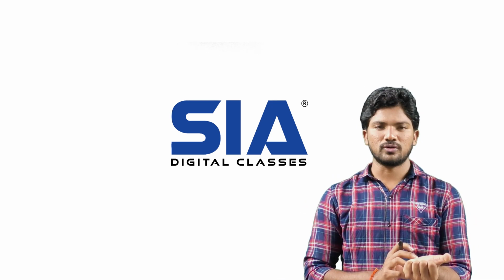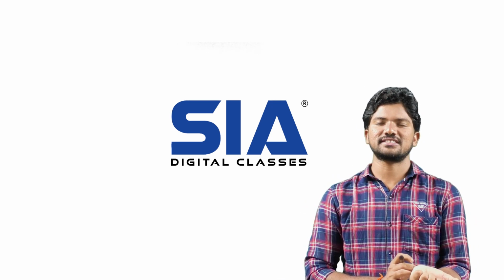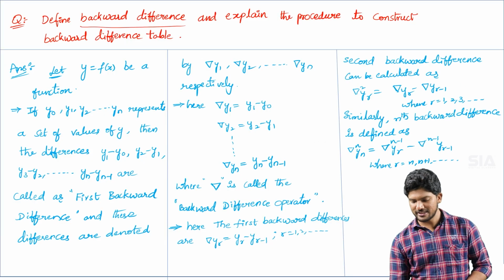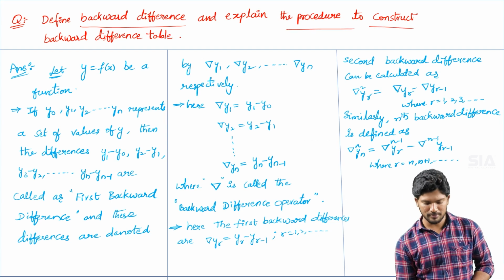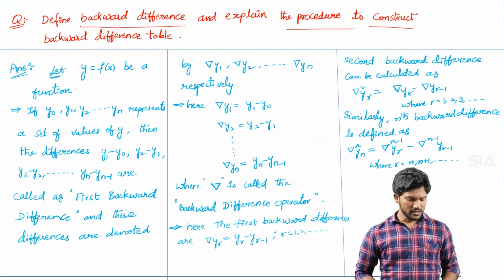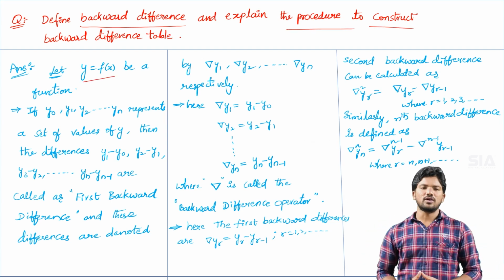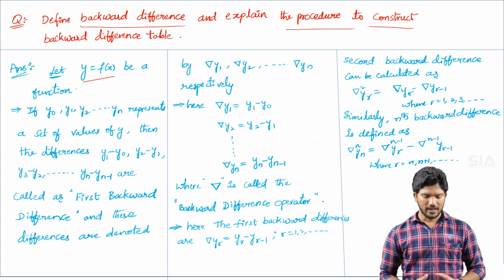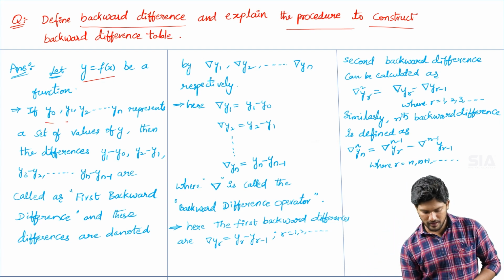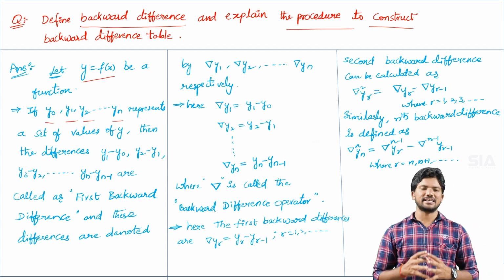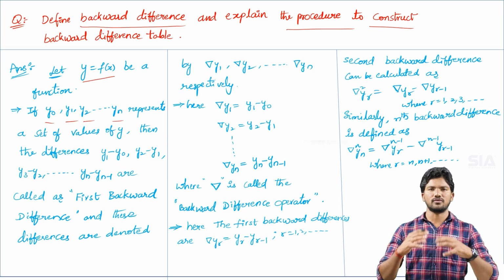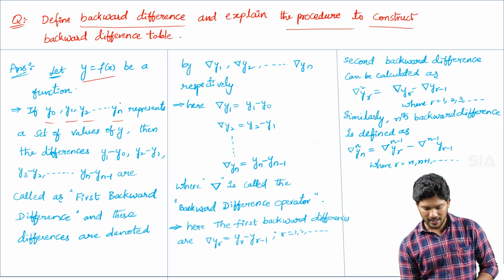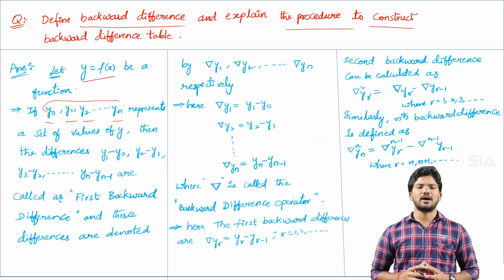So in this lecture we are going to discuss backward difference table. Define backward difference and explain the procedure to construct a backward difference table. First of all, y is equal to f of x be a function, and if y0, y1 up to so on y suffix n represents a set of values of y. These all are the corresponding values of small y.